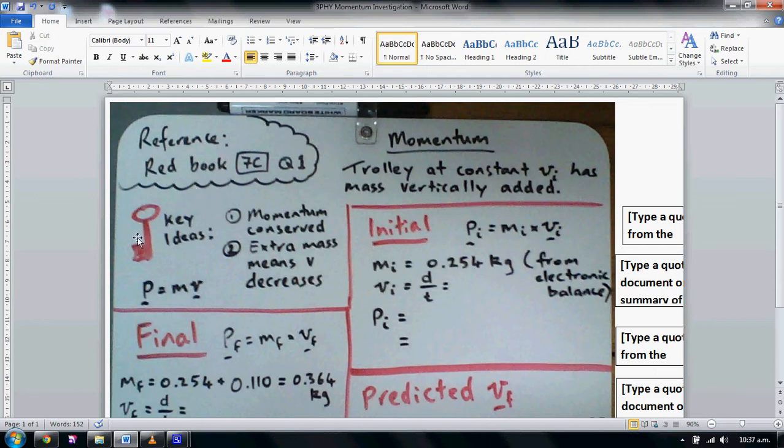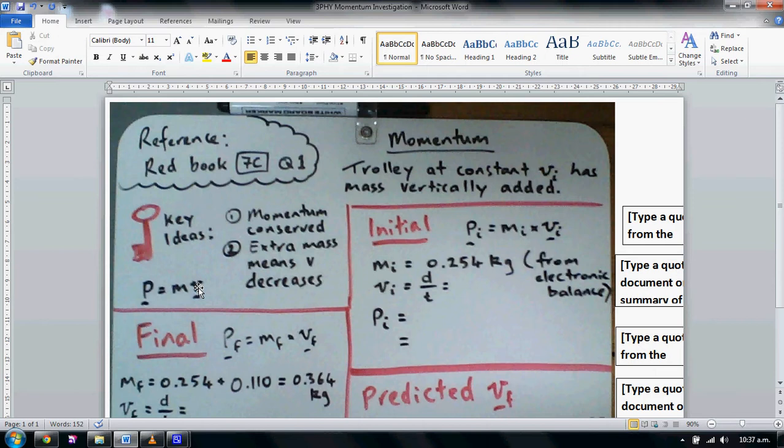So the key ideas to remember through this question is that momentum is always conserved, and the extra mass means that velocity decreases, because you have P equals mass times velocity. Momentum is mass times velocity. If momentum can't change, then if mass is increasing, the velocity has to decrease.